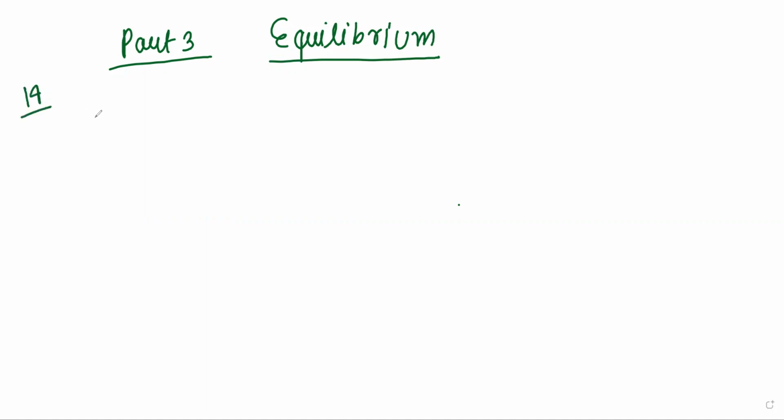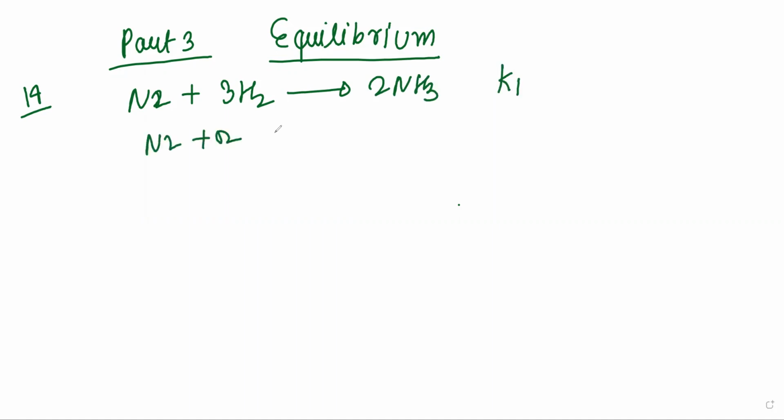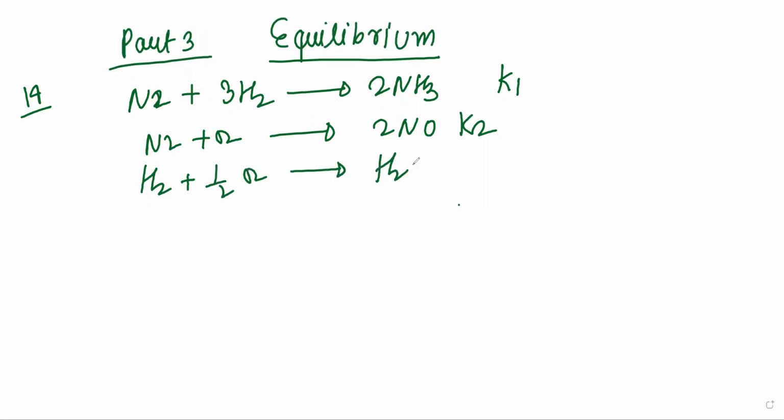The equilibrium constants for the reactions are given. N2 plus 3 moles of hydrogen produce 2NH3, equilibrium constant is K1. Similarly, N2 plus O2 produces 2NO, equilibrium constant is K2. And when hydrogen reacts with 1/2 mole of oxygen, it produces H2O, equilibrium constant is K3. Right. So these are the equilibrium constants.